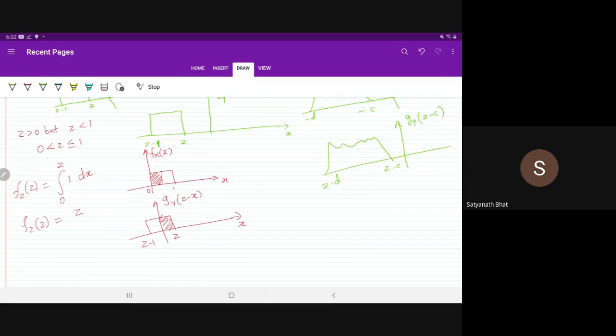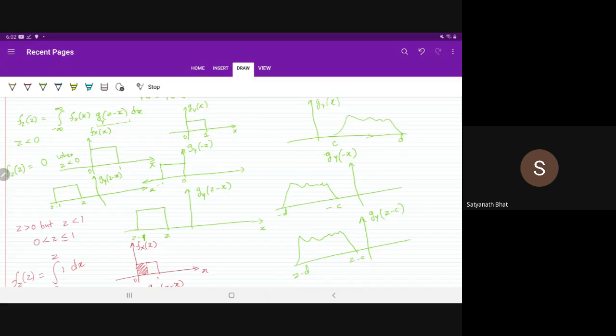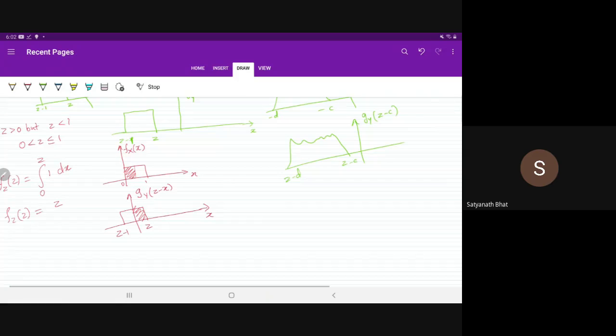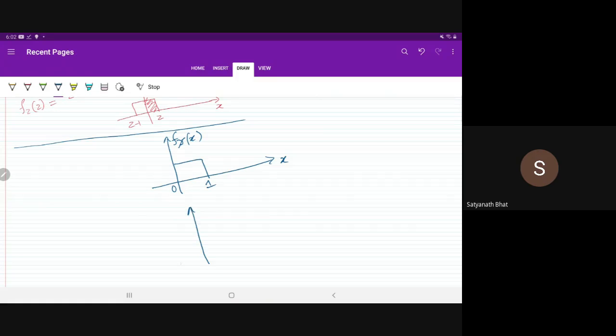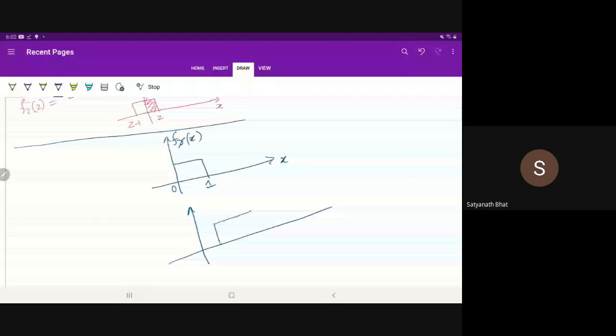So region number 1 was where there is no overlap. Region number 2 is where there is a minor overlap. Now finally region number 3, if you can be clever enough, you can visualize that. So fx of x will still be 0, 1, and region number 3 is z greater than 1 but less than 2. So it's something like this. This is 1, this is z minus 1, this is z, and somewhere here there is 2. So this is gy of z minus x.